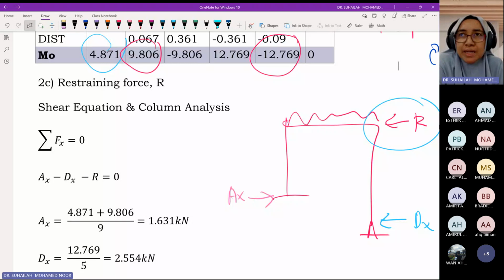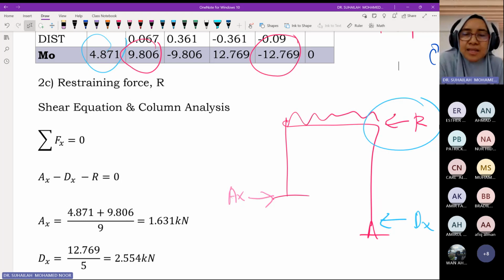Tak termasuk sebab dia dekat member kan. Okay, so kita draw diagram. All horizontal reactions or horizontal forces you have to draw. Okay, like this. So we put R, arah dia negatif, arah yang based on principle of superposition tadi. Okay, and then horizontal reaction at A, horizontal reaction at D.